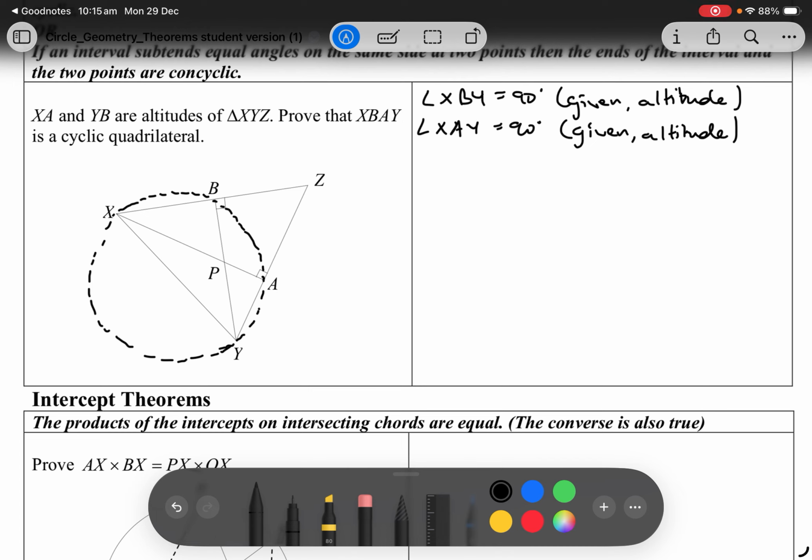Okay, now, because those are 90 degrees and it's perpendicular, we can say that angle XBY, this one, as well as angle XAY, this one, are also 90 degrees because they're angles on a straight line. That one and the one next to it have to add up to 180 degrees. So we can say, therefore, angle XBY equals angle XAY, which equals 90 degrees. You can say angles on a straight line.